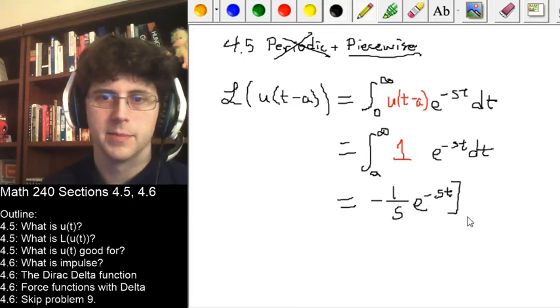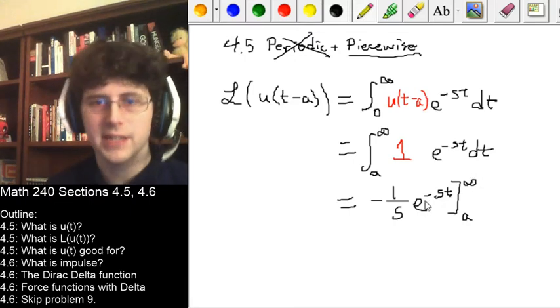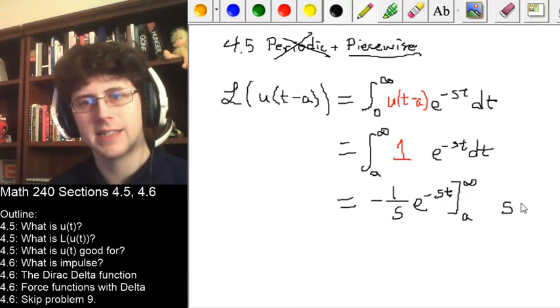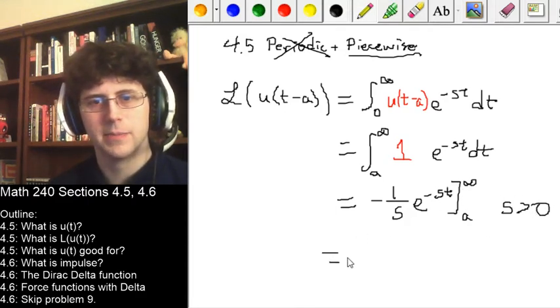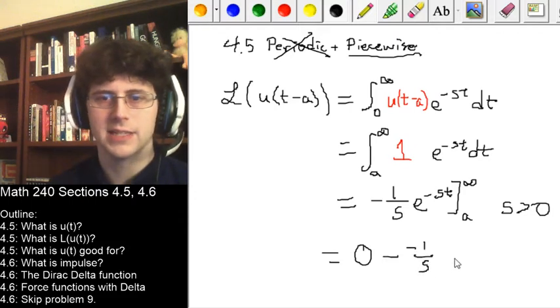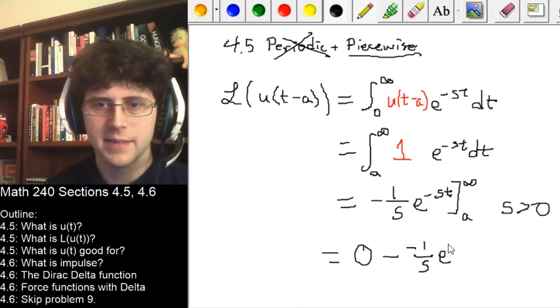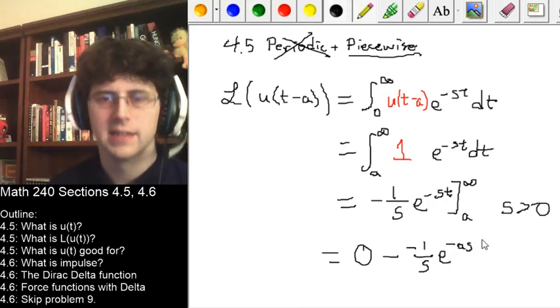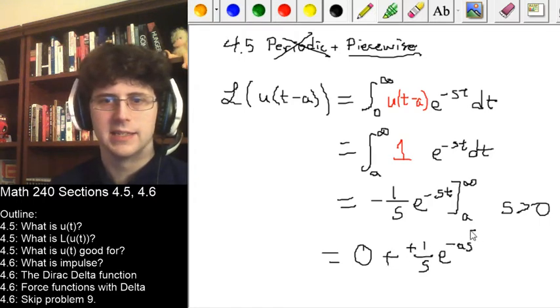And you end up plugging in infinity and plugging in a. When you plug in infinity, you get e to the minus infinity as long as s is greater than 0, whatever. But you get, plug in infinity, you get 0, and then plug in a, you get something slightly different, which is you're plugging in a for t, so I'm going to write it as e to the minus as. So the final answer here is that these are both plus, and this is what you get for the Laplace transform of u of t minus a.